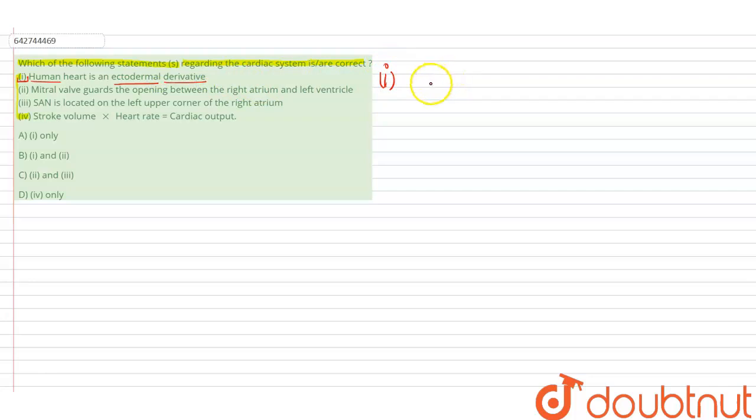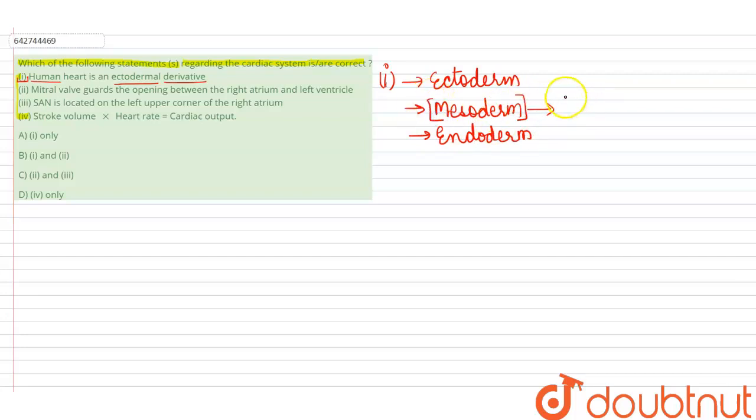There are three layers in the embryo that form all parts of our body. These are the ectoderm, followed by the middle layer, the mesoderm, and followed by the mesoderm there is the endoderm layer. Our heart is formed from the middle layer, that is the mesoderm. Here it was mentioned that it is an ectodermal derivative, which is incorrect because our heart is derived from mesoderm.